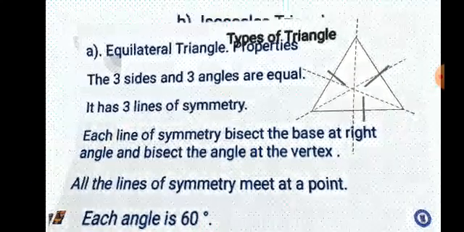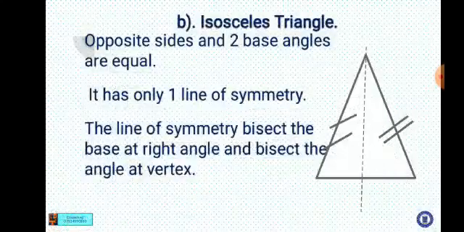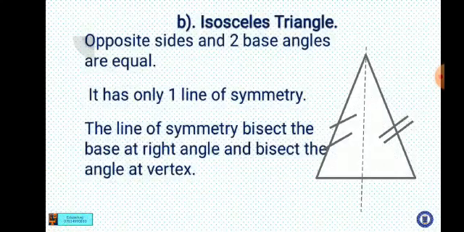The second one is isosceles triangle. Properties: two sides and two base angles are equal. As you can see the mark I gave, the two marks show that two sides are equal, and their base angles, that is the angles at the bottom, two of them are equal. It has only one line of symmetry. The line of symmetry bisects the base at right angle and bisects the angle at the vertex.